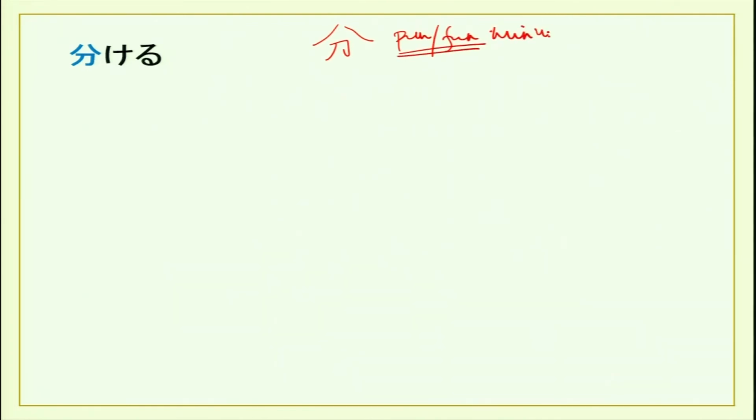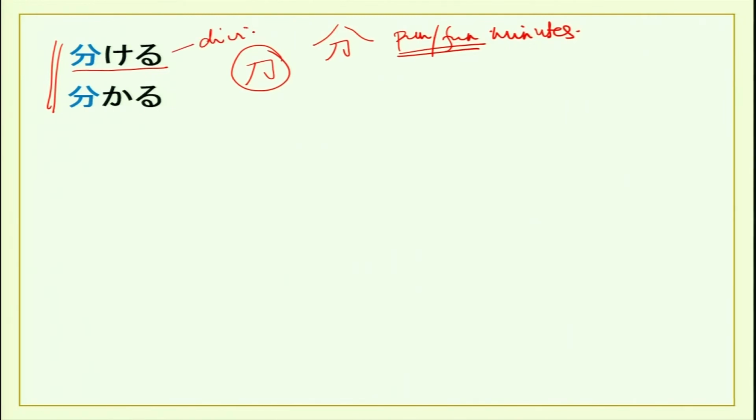Now let us do the kanji for wakaru. It's a simple kanji and you have done it earlier as pun or hun, which is minutes. So this is wakeru and then we have wakaru. Both have the same kanji character and it is coming from this sword. This is the character for sword or knife and it's coming from here. Wakeru means to divide and wakaru means understand.